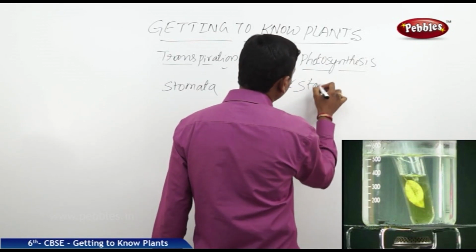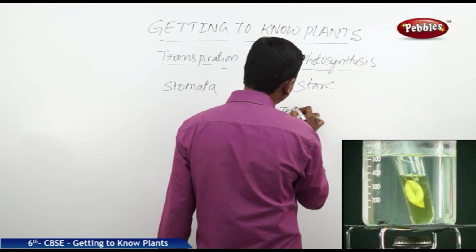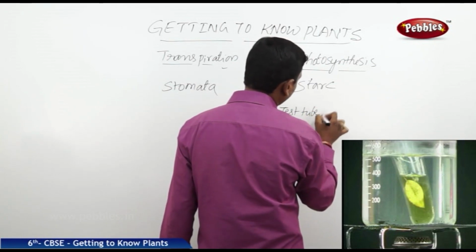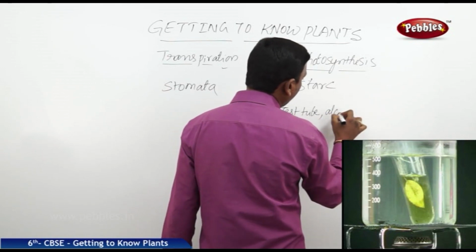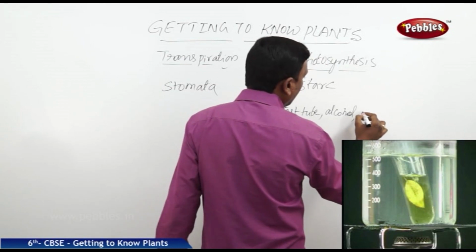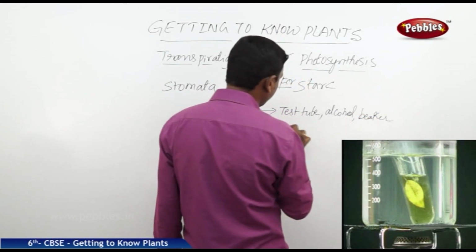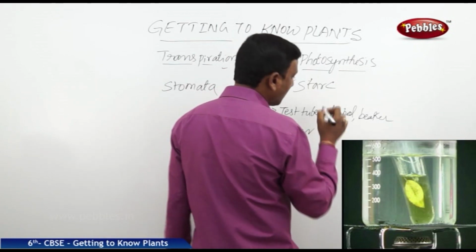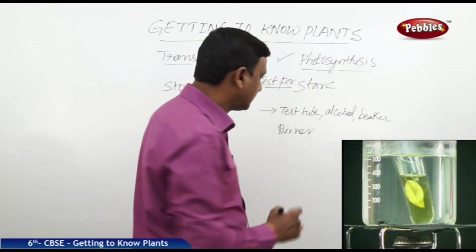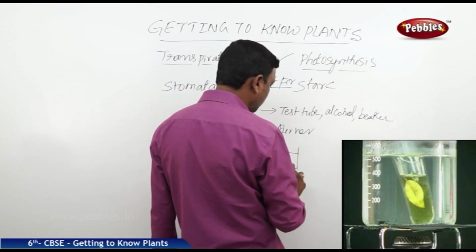Test for starch. What materials do you need? You need a test tube, some alcohol, and a beaker with water, and a burner. Now what you do is take the water beaker onto a burner.